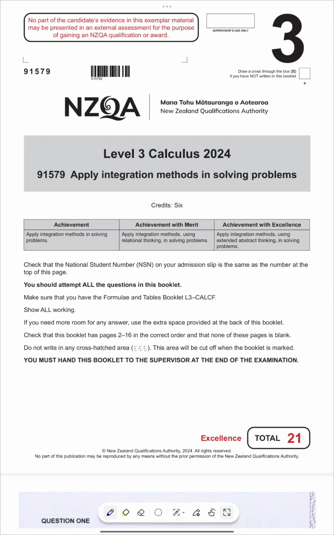I would like to walk you through this particular exemplar from the NCEA calculus exam back in 2024 on this particular standard about integration. As you can see, this paper is of excellence grade. I strongly suggest you also use the merit grade when studying this exemplar. Let's get started.